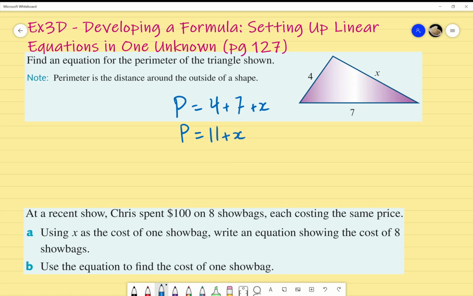Can I go any further with that? Can I solve it for x? Not really. Great, we're done. That's it. Super easy. All we're doing is taking out an equation from a worded question. So P equals 11 plus x. We can't solve that because there's another variable, which is P. I don't know what that is, so we just leave it as is.